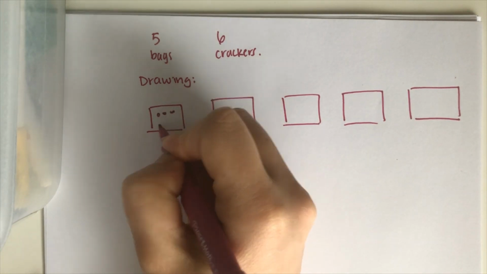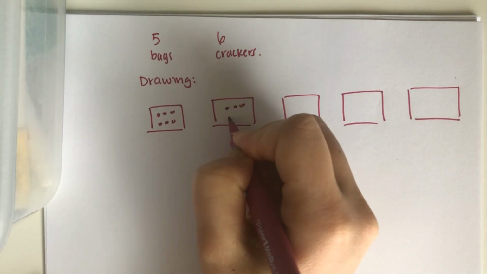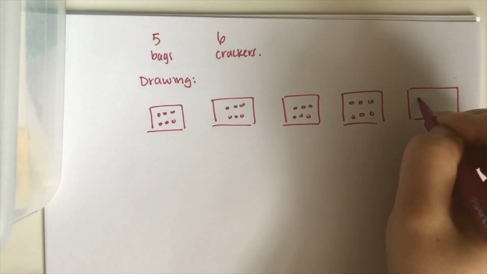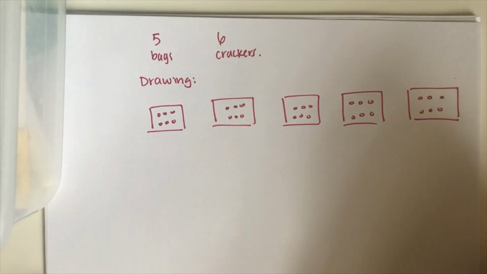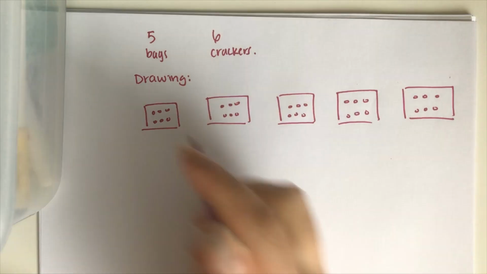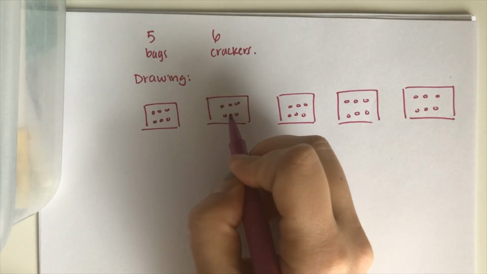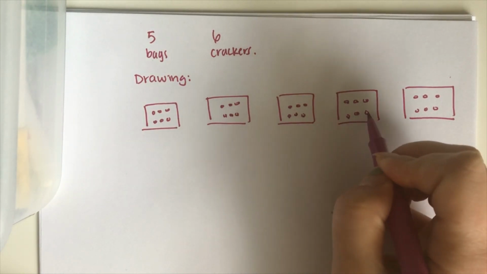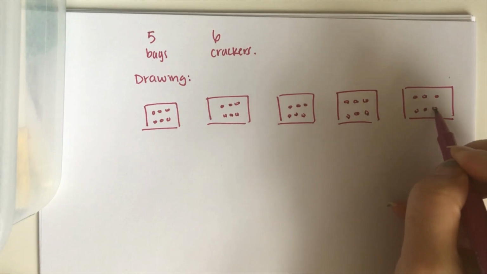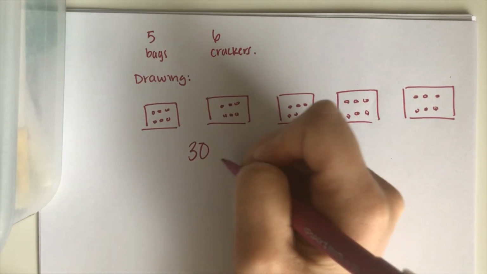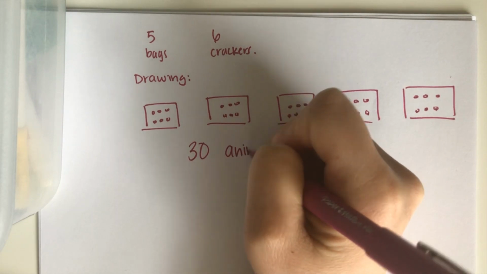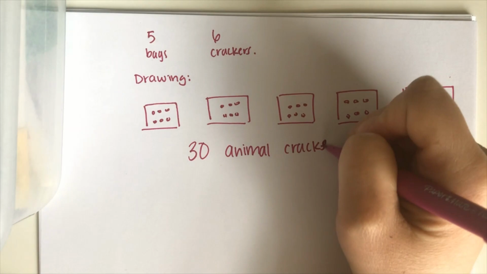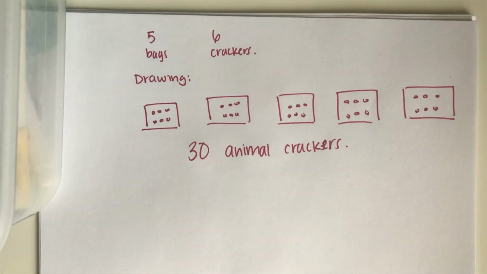So 1, 2, 3, 4, 5, 6. I'm going to draw it in doubles. And this one, we're just going to count them all. So there's 6, 7, 8, 9, 10, 11, 12, 13, 14, 15, 16, 17, 18, 19, 20, 21, 22, 23, 24, 25, 26, 27, 28, 29, 30. So we should have 30 animal crackers in all right now. Crackers in all.